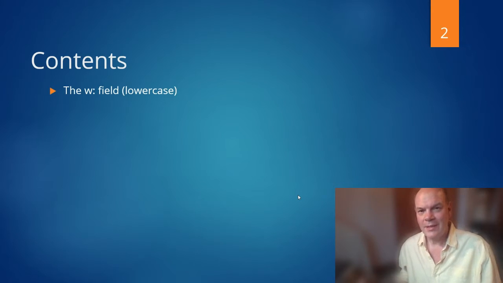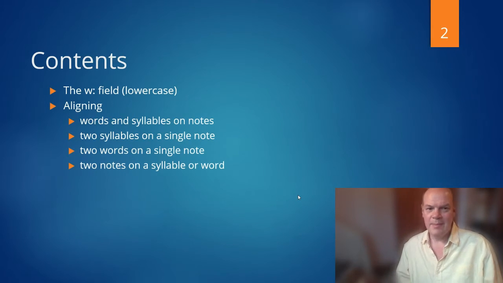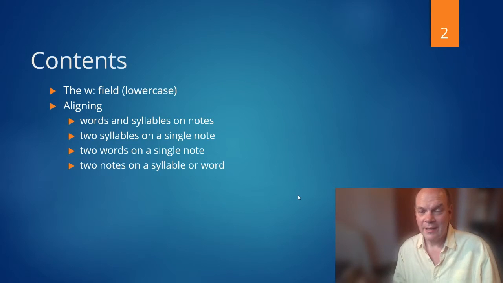We'll cover how you align things. So this is the main task of putting lyrics in, is aligning the lyrics to the note. And typically the words and syllables will automatically align on a note, but then we've got to cover the cases where you've got two or more syllables or two or more words that are aligned on a single note, or vice versa, two or more notes that are aligned on a single syllable or a word. And those are all straightforward, quite easy to do.